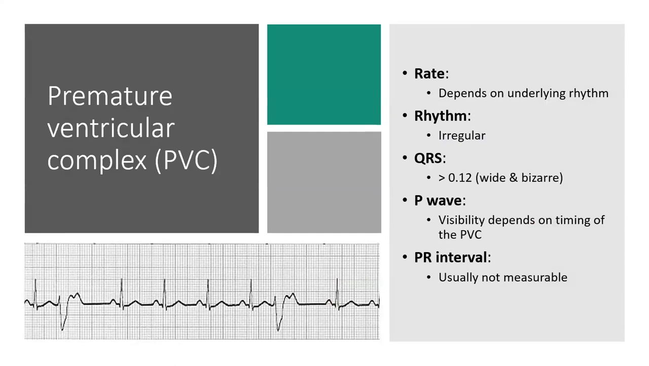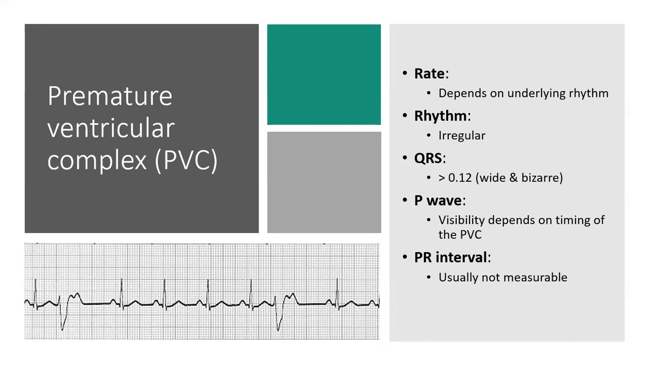The rate depends on the underlying rhythm. Rhythm is irregular. QRS is greater than 0.12, so it's wide and bizarre. P wave visibility depends on the timing of the PVC, so depending on where it hits is when you'll see the P wave. PR interval is usually not measured.